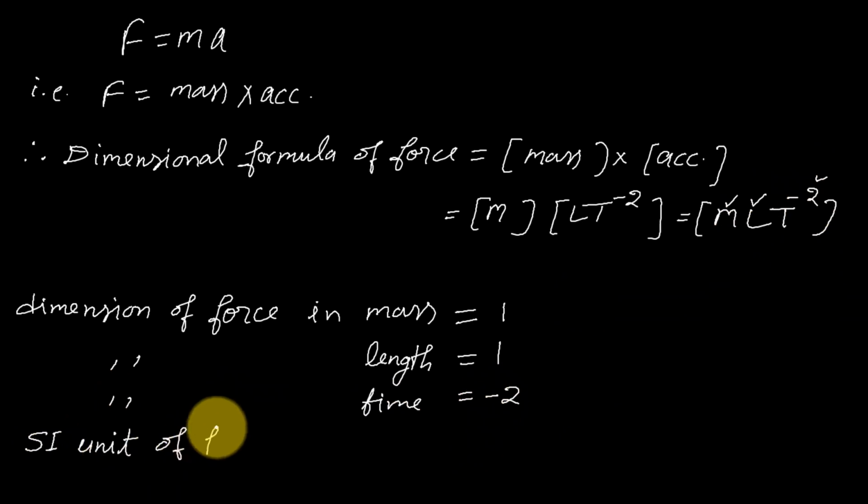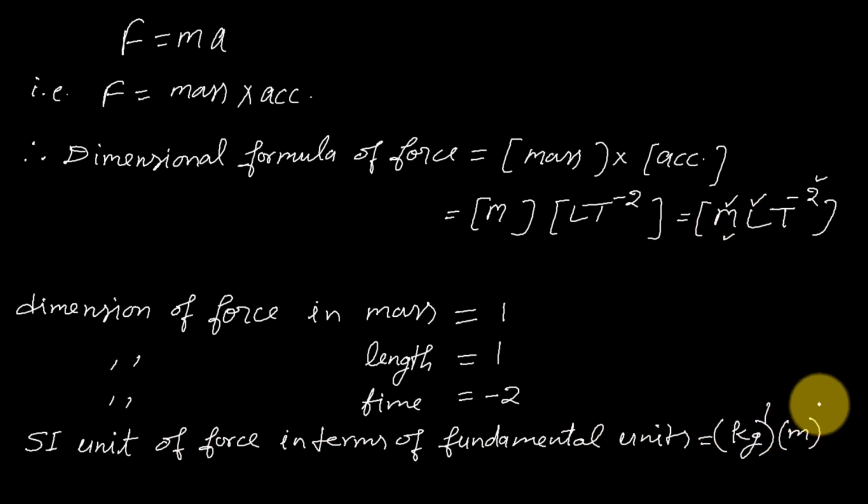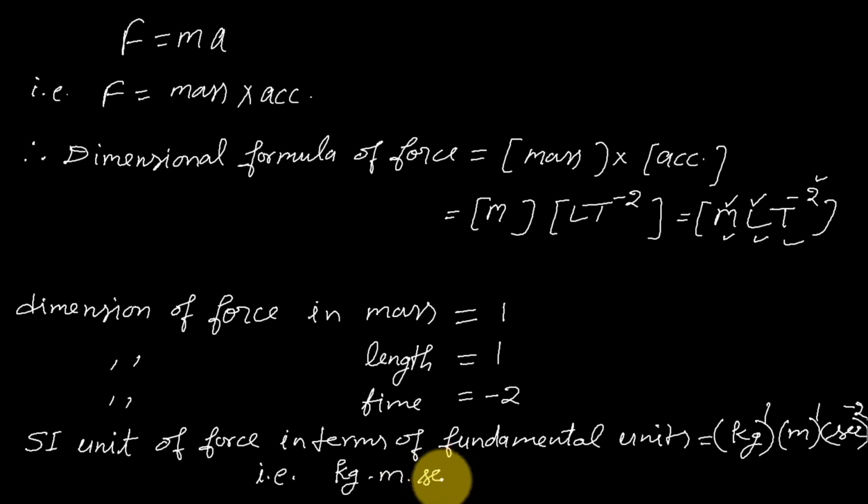Now, the SI unit of force in terms of fundamental units is equal to, just replace capital M by kg, L by meter and T by second in this expression. We get the SI unit of force is equal to kg to the power 1, meter to the power 1, second to the power minus 2. That is kg meter second to the power minus 2.